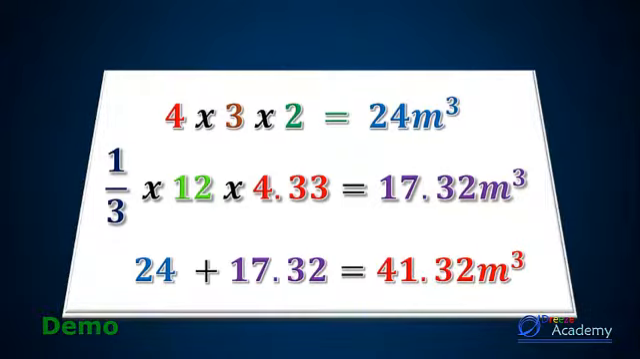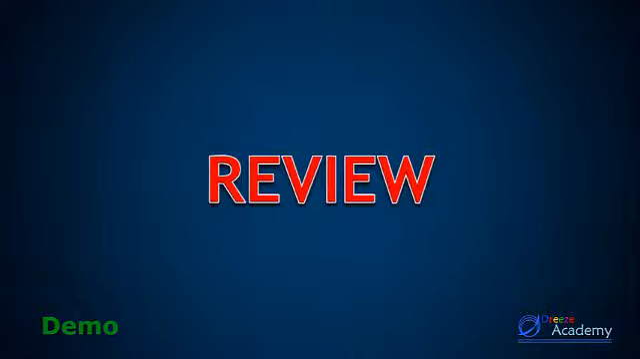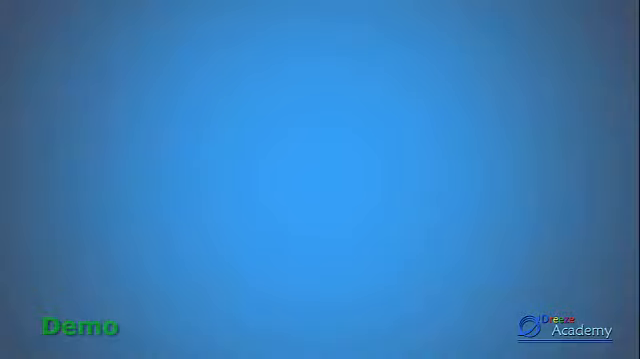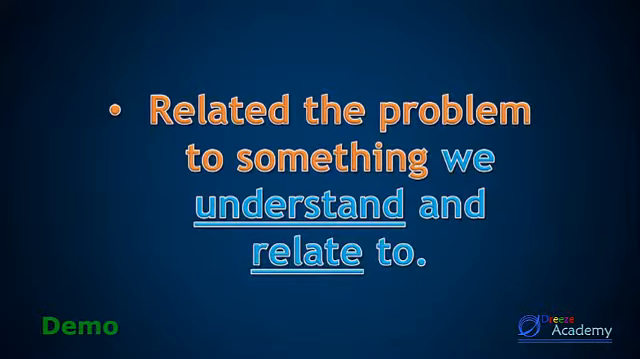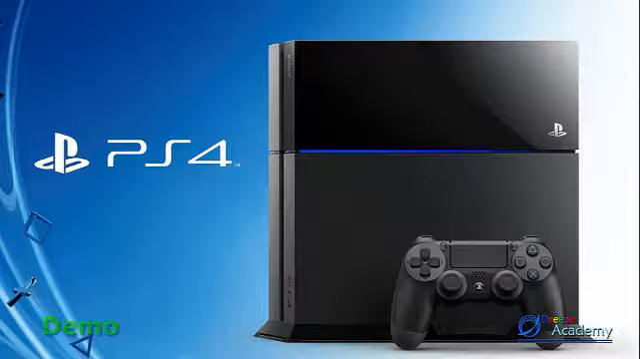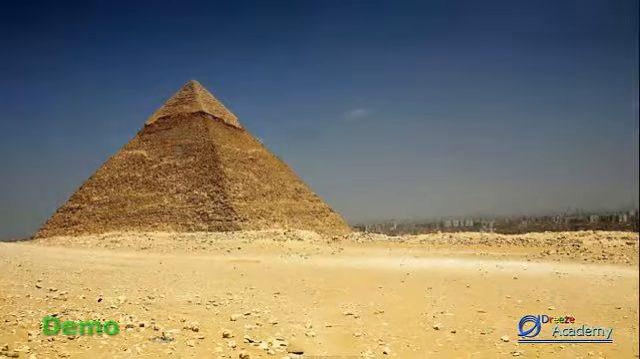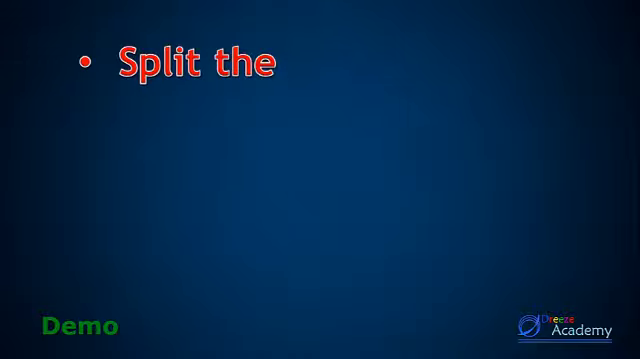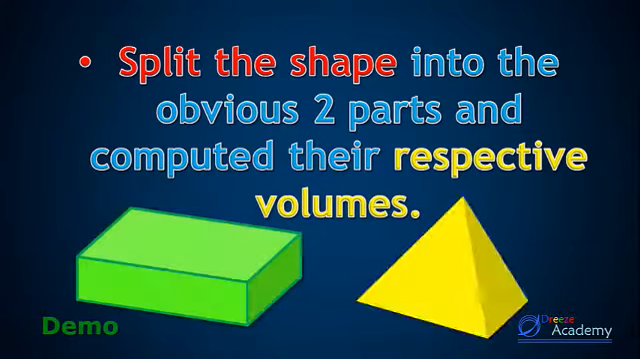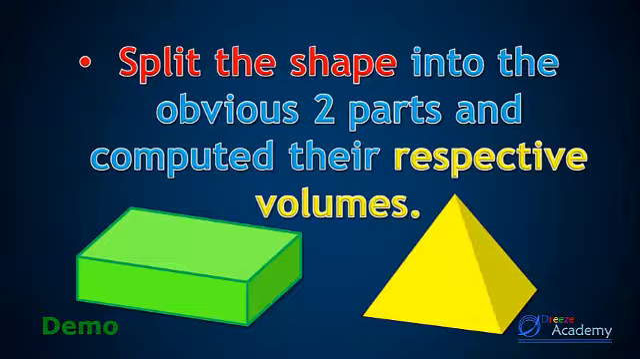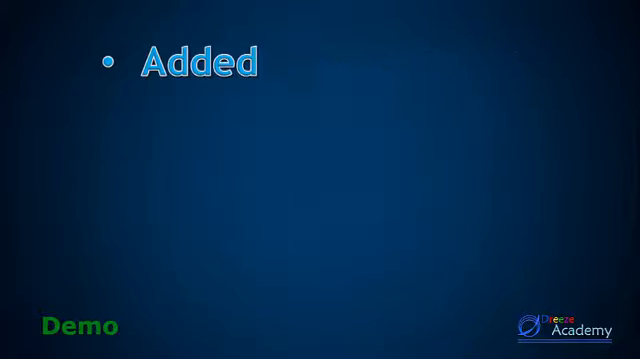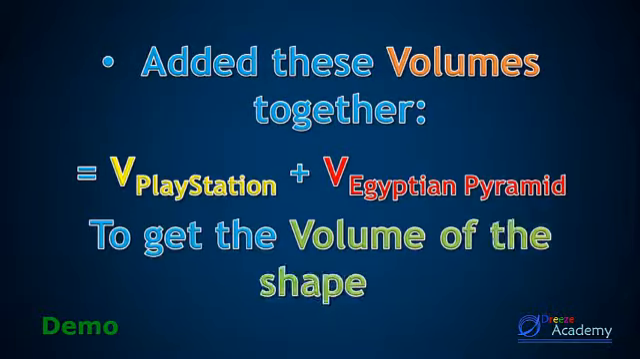Okay, dear viewer, is that what you got? I hope it is. Now, let's quickly review how we solved this problem. First, we related the problem or shape to something we understand and relate to, that is, a PlayStation and the Egyptian pyramid. We then split the shape into the obvious two parts and calculated their respective volumes. Finally, we added these volumes together to get the volume of the shape.